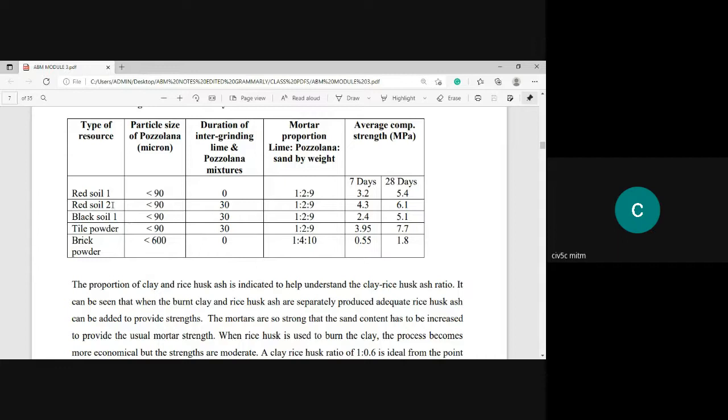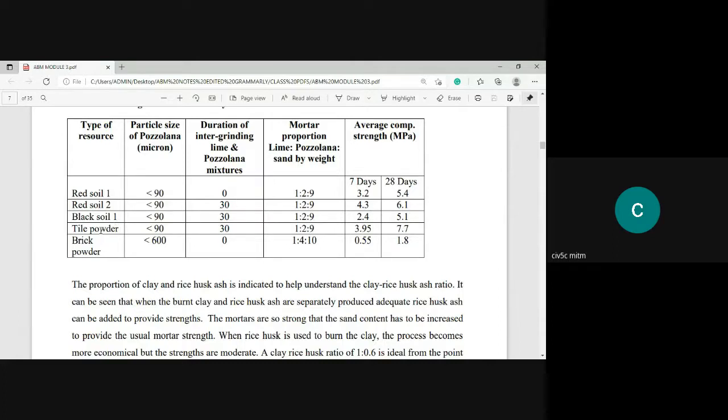For the same red soil, from the same source, less than 90 micron, if I intergrind the lime and pozzolana for 30 minutes before mixing the sand, with the same proportion, you can see the magic it does: 4.3 and 6.1, because of intergrinding for 30 minutes.